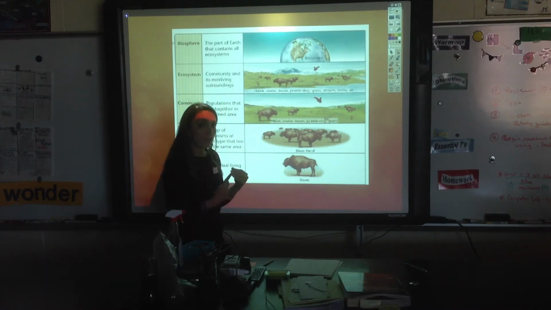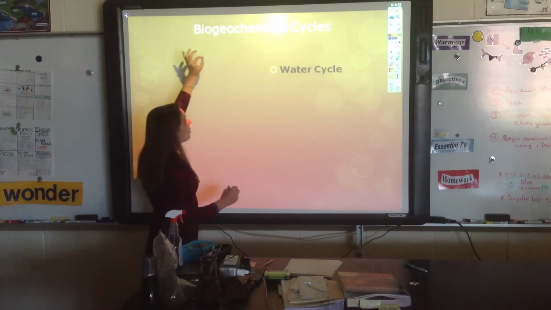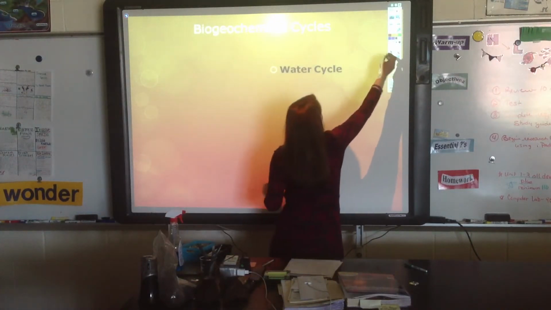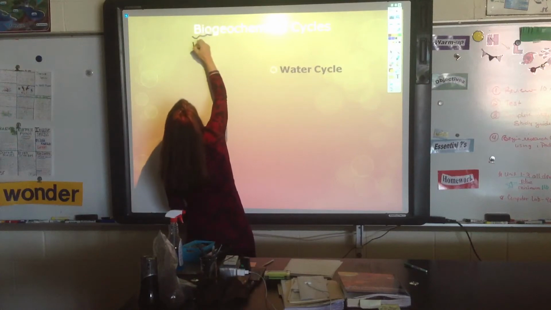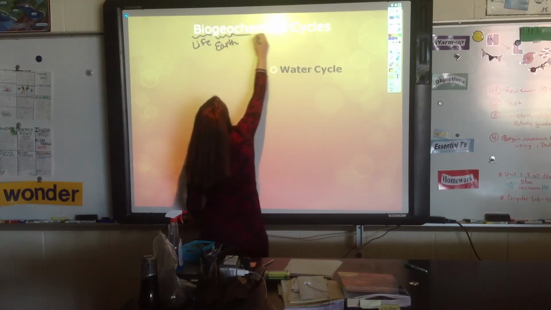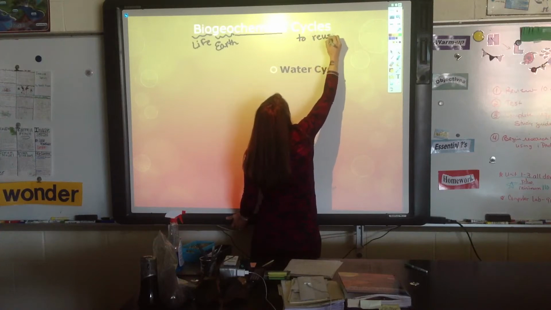So today we're going to focus on some of the non-living things. Abiotic factors like carbon dioxide, water, nitrogen. These are called your biogeochemical cycle. So bio means life. Geo means earth. And then chemical. And cycle means to reuse.